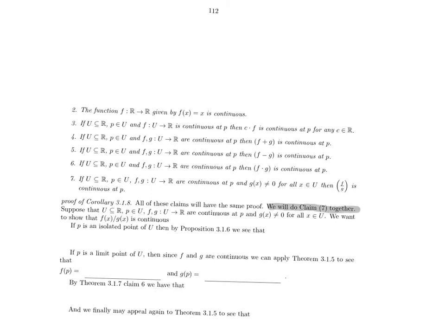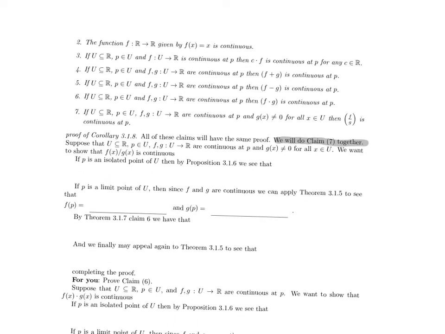I guess we can't do it together if I'm doing it in advance. But in fact, you should pause, fill this out, and then see if you agree with what I write. So we want to show that F over G is continuous.